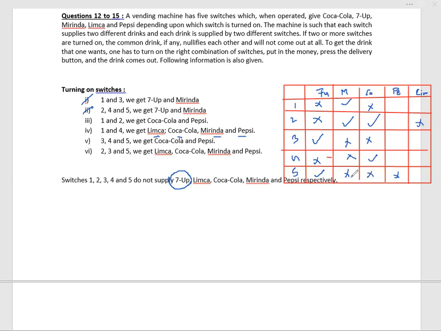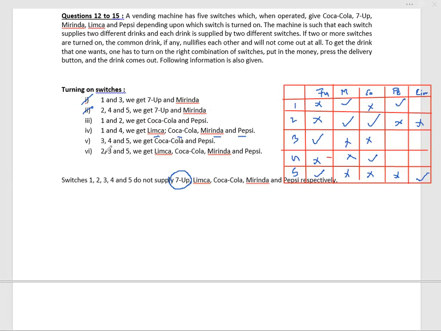Now 5 gives us 7 Up. 5 cannot give us Mirinda, Coke or Pepsi. So 5 is definitely giving us Limca. 2 giving us Mirinda, Coke, so not giving us Pepsi. What we're left with: Pepsi and Limca. Who is giving us Pepsi? 1 and 2 giving us Pepsi, and 2 is not giving us Pepsi. So 1 is definitely giving us Pepsi.